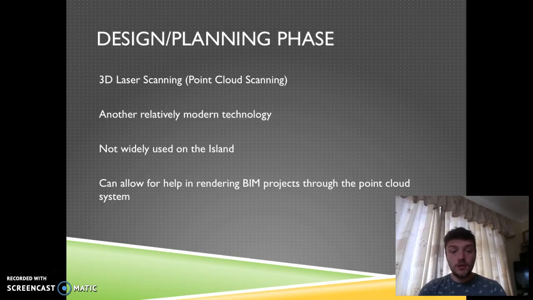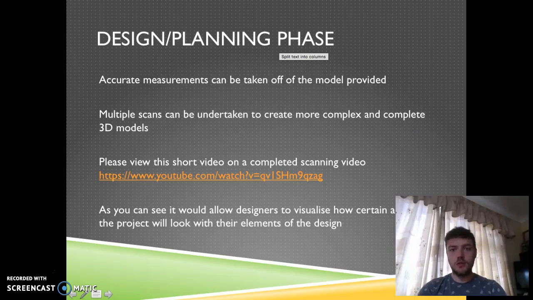When you have a point cloud scan completed, you're then given effectively a 3D representation of what that scanner has picked up. With the coordinate system used by the point cloud scanner, accurate measurements are able to be taken off of the scale model provided. If you have a particularly large or complex site, multiple scans can be undertaken to create a more complete 3D model. These models are stitched together through the coordinate system.